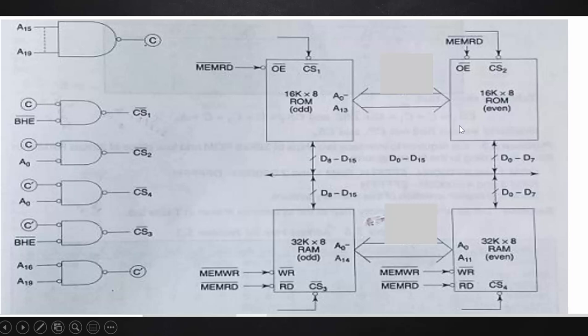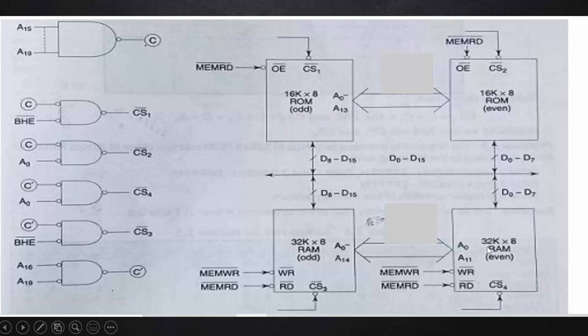Among the lower and higher bytes of 16 bits, the lower address bytes are always present in the even bank and the higher byte is always present in the odd bank. In a 16-bit piece of information, the lower byte is present in the even bank and the higher byte in the odd bank. This is valid for both RAM and ROM. In both cases, this information is valid.